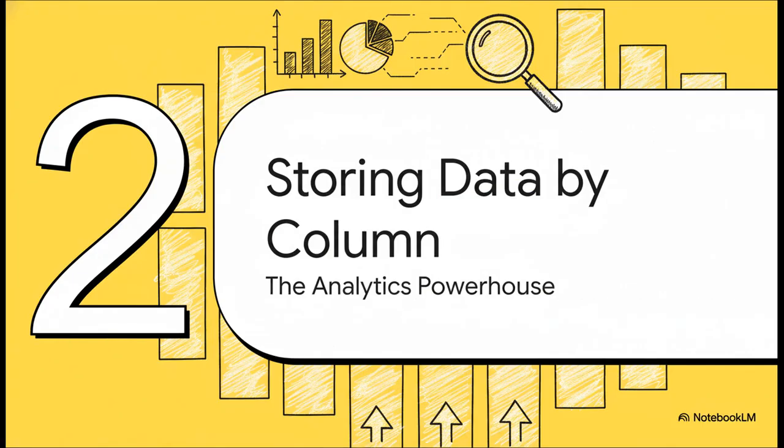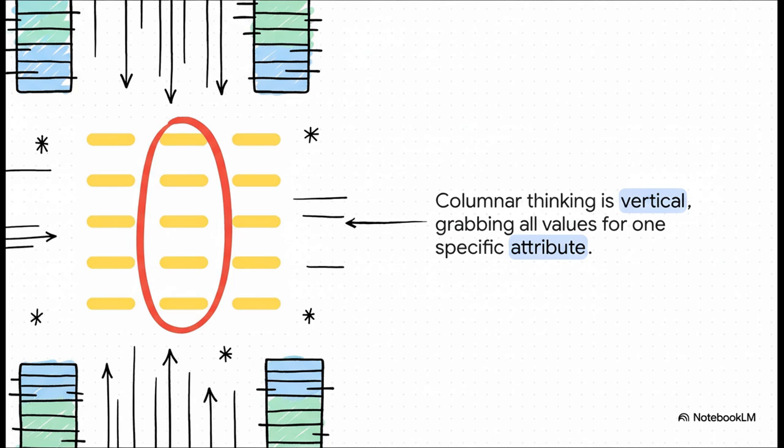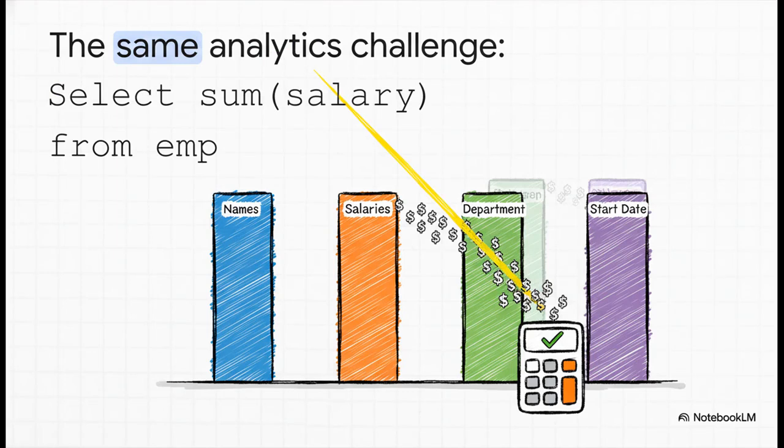Okay, so now let's meet our second contender and see how it tackles the problem with a totally different approach. This is the column-oriented database, the analytics powerhouse. With this one, the logic is completely flipped on its head. A column-oriented database stores all the data for a single column together on the disk. So you've got a block with all the first names, another with all the last names, and you guessed it, one tidy little block with all the salaries grouped together. This means the whole way it thinks is vertical. It's built from the ground up to scan a single attribute, like salary, across millions or even billions of records with unbelievable speed.